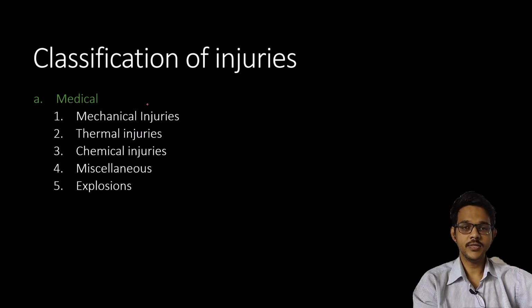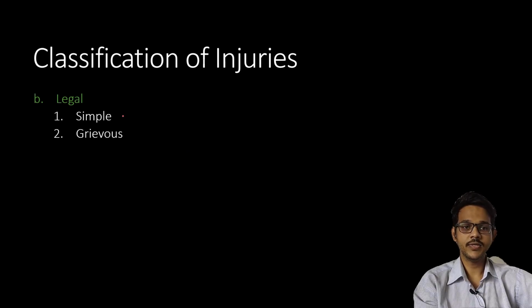Classification of injuries. It is classified differently based on medical grounds. Mechanical injuries are caused by any mechanical force, such as weapons. Thermal injuries include any injuries caused by heat or cold. Chemical injuries can be caused by chemicals, mainly alkalis and acids. Miscellaneous injuries include radiation burns and explosive injuries.